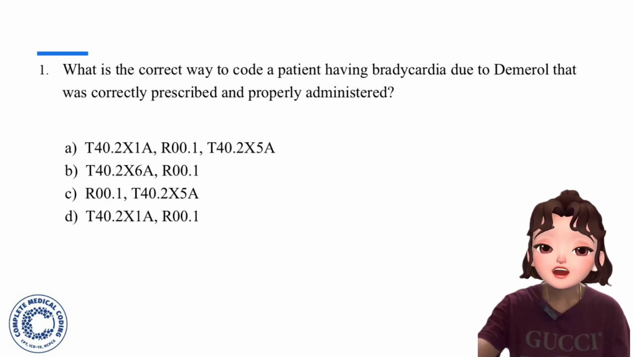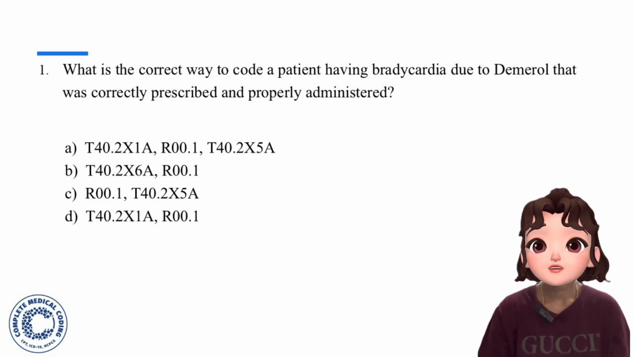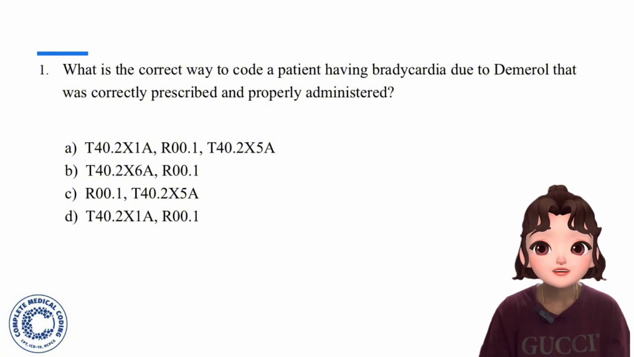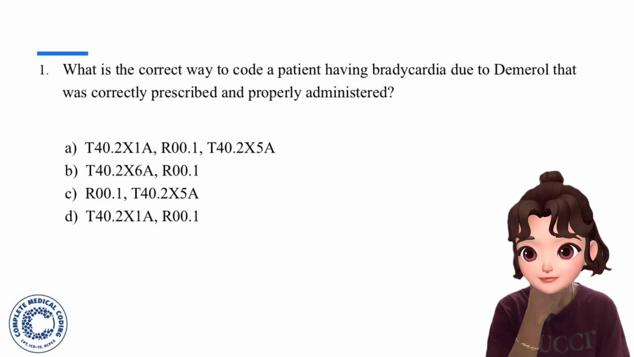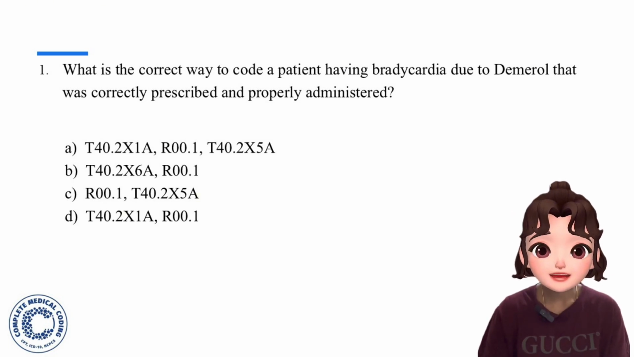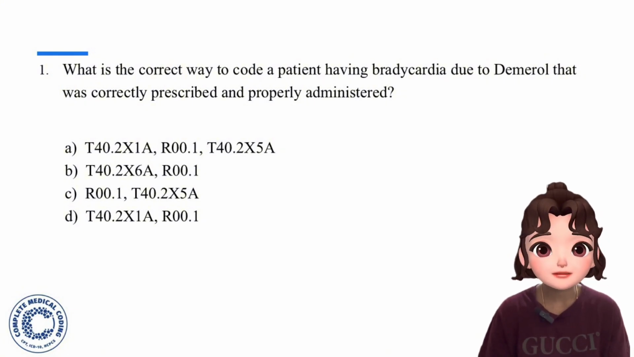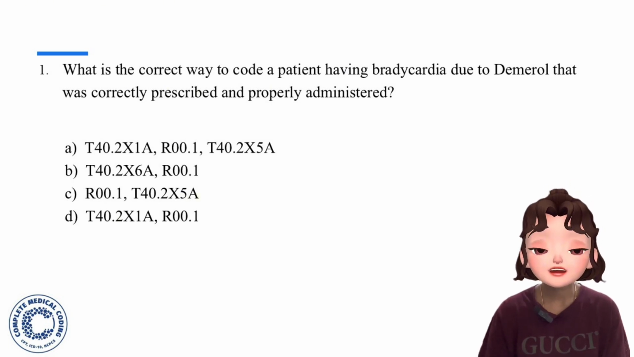Let's go and check each and every code one by one. You can open your ICD code book. What is the first option, first code? T40.2x1a. A represents the initial encounter. Okay, so poisoning by other opioids, accidental means unintentional. So poisoning by other opioids is that T40 code.